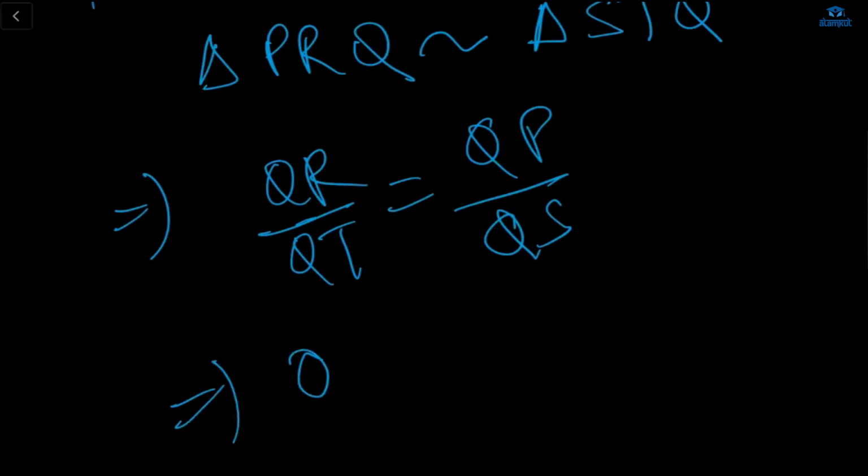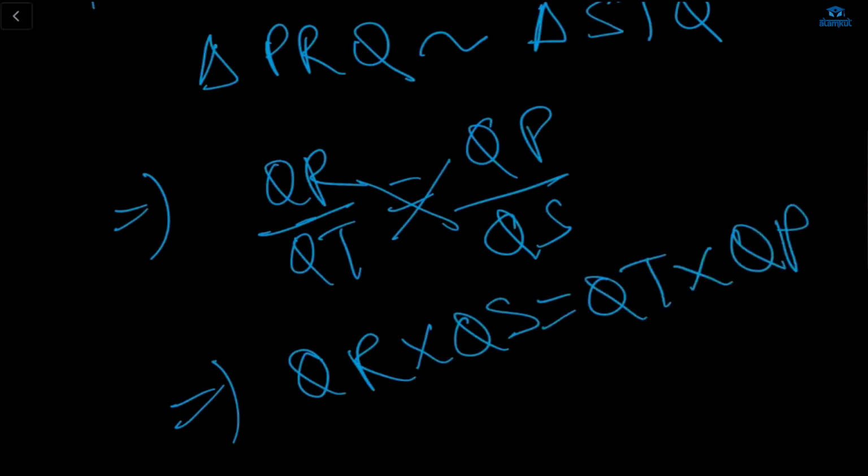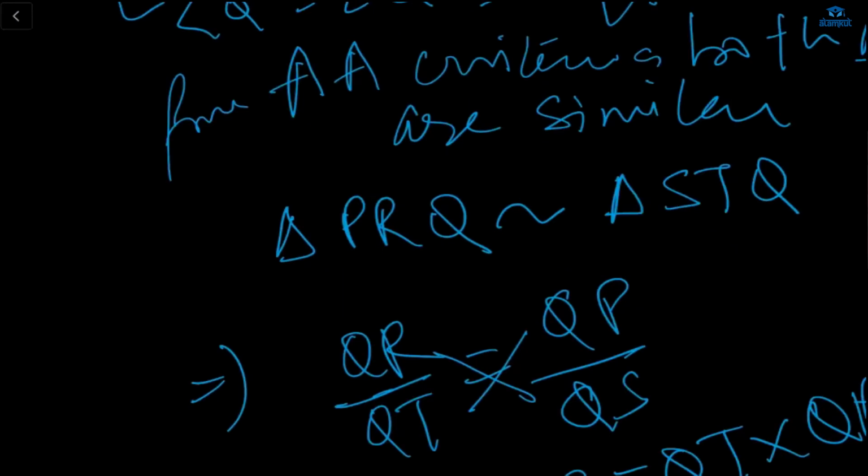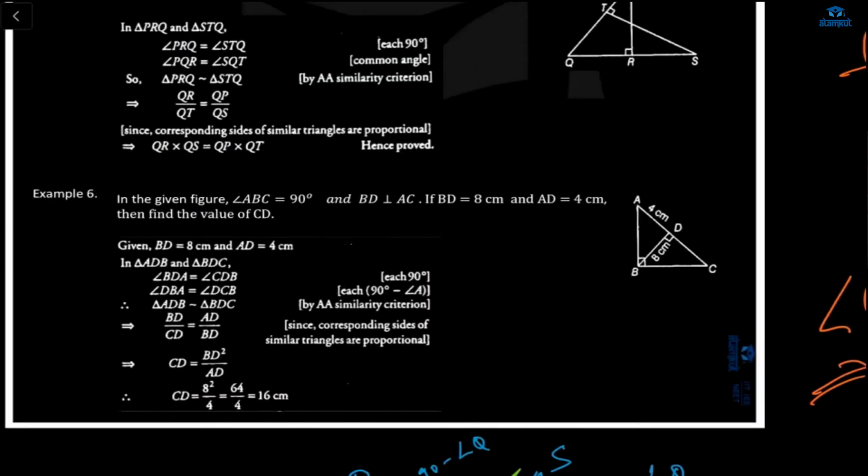Now here it can be written as QR multiplied by QS is equal to QT multiplied by QP, and this is what needed to be proved. If you see in the question, just look, we have to prove QR into QS is equal to QP into QT. Any doubt in this question?